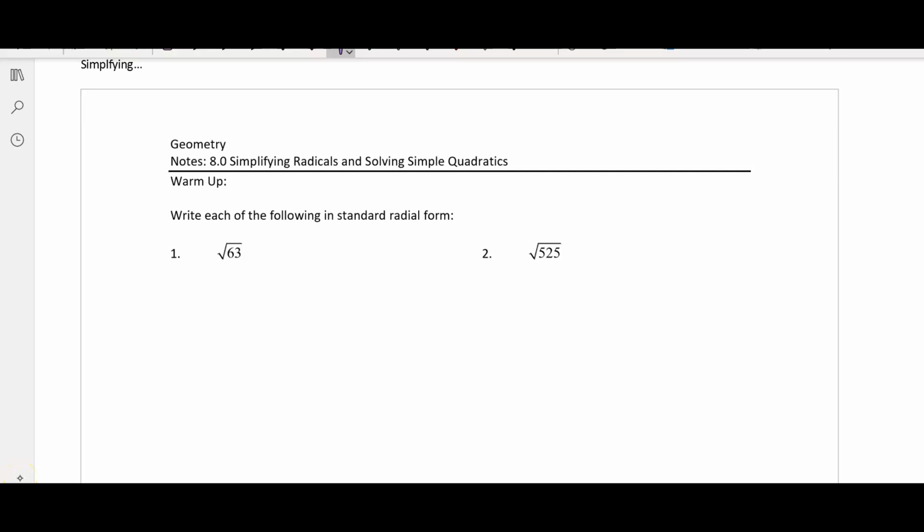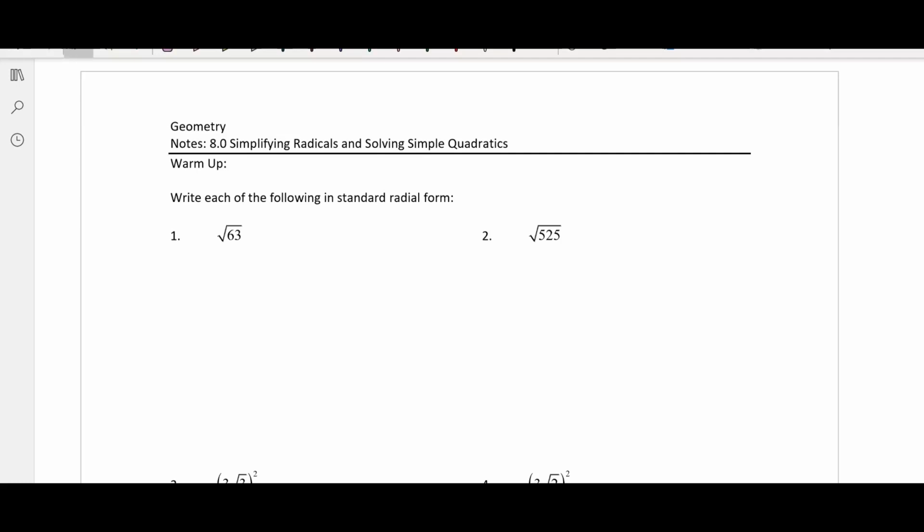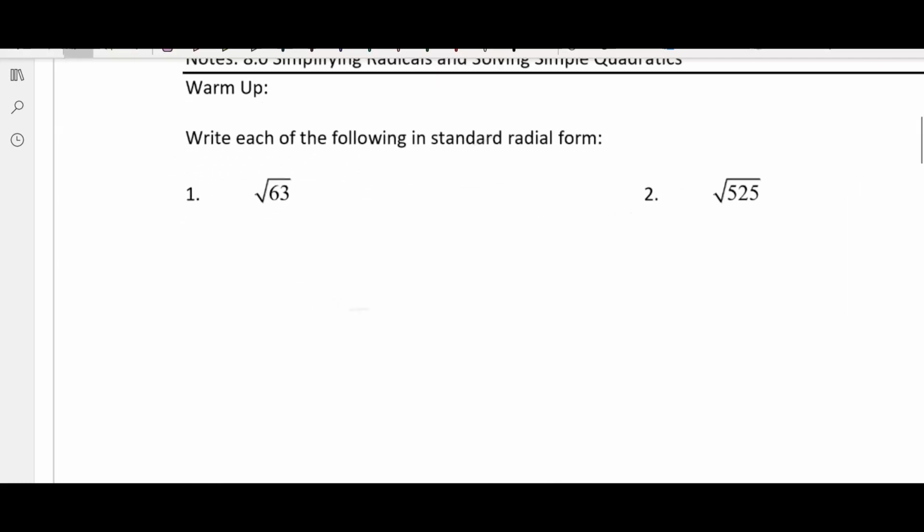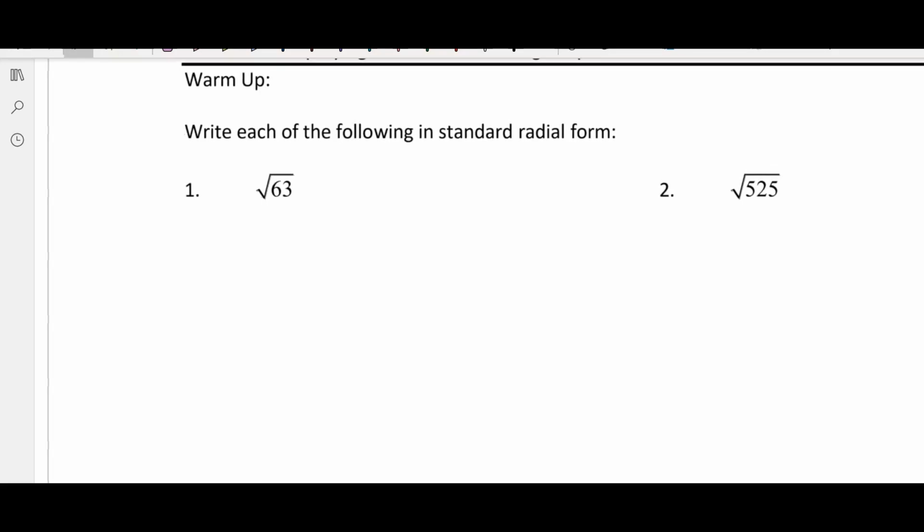Hi everyone, so here in this video I'm going to go ahead and quickly go through simplifying radicals and solving some simple quadratics. So we have a radical here, it's a square root. What we're going to do with our square roots is simplify it here.